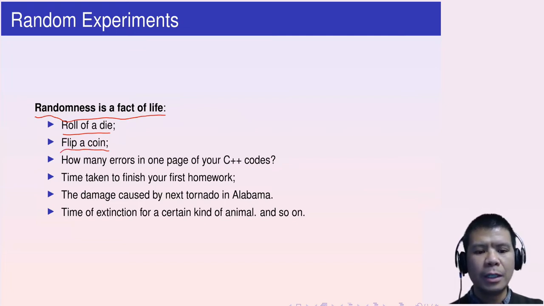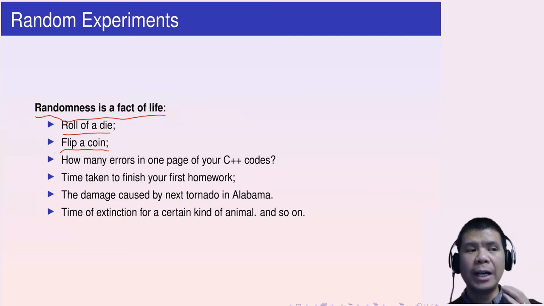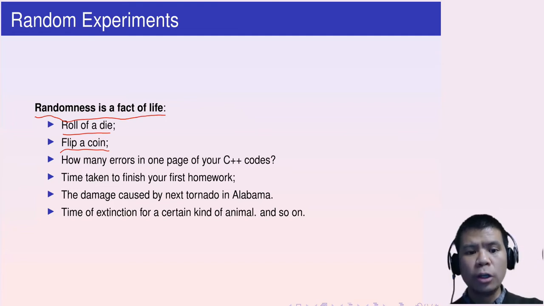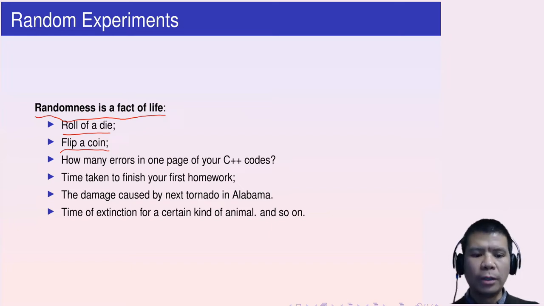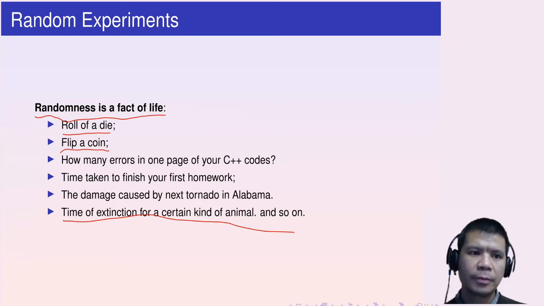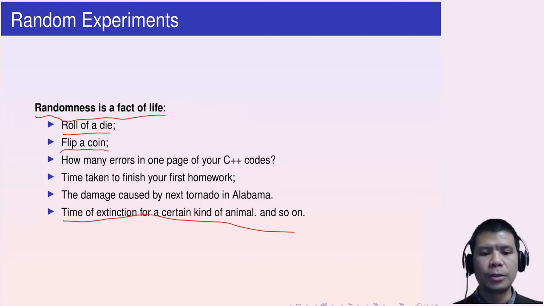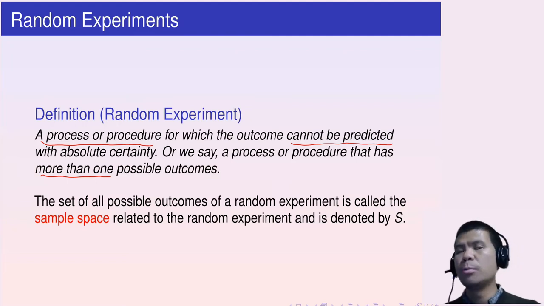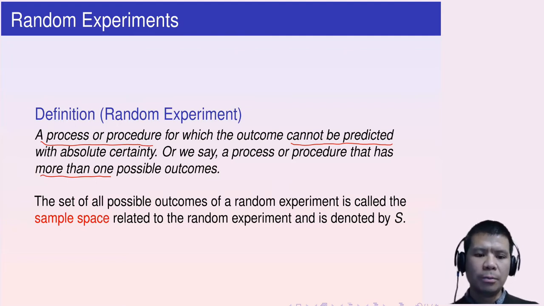Flip a coin as well, right? Can you predict the outcome with absolute certainty? No, you cannot. How many possible outcomes are there? Two, right? There are more than one possible outcomes. So flip a coin is a random experiment. And so on. For instance, time of extinction for a certain kind of animal is also something you cannot predict with absolute certainty. There are more than one possible outcomes. So in probability theory, we say all these processes or procedures with more than one possible outcome are random experiments.